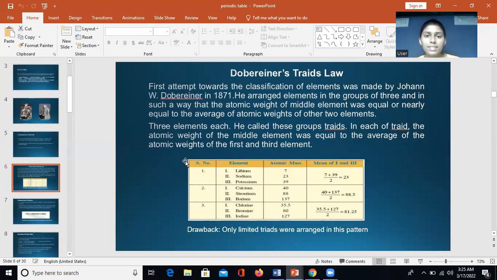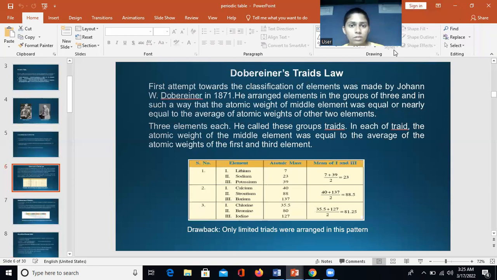Now, let us discuss Dobereiner's triads law. The first attempt towards the classification of elements was made by Johann W. Dobereiner in 1829. He arranged elements in groups of 3 in such a way that the atomic weight of the middle element was equal or nearly equal to the average of the atomic weights of the other 2 elements. With 3 elements each, he called these groups triads.